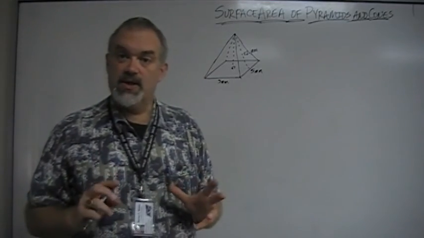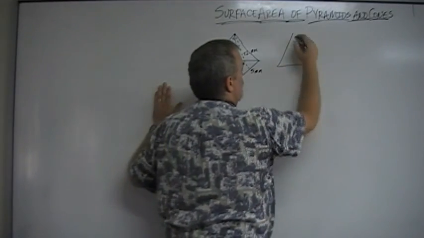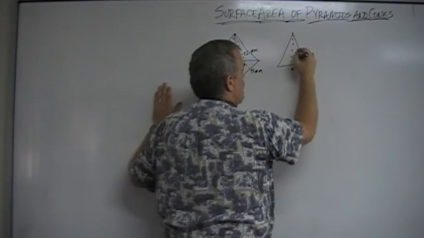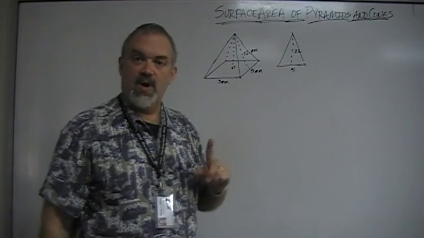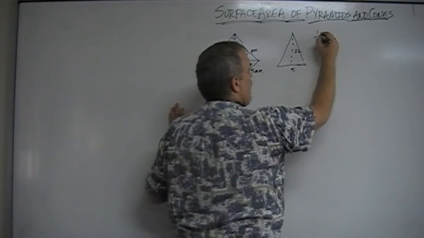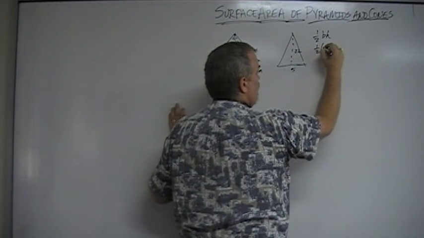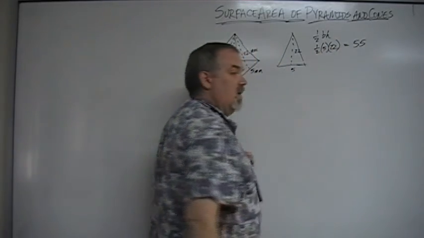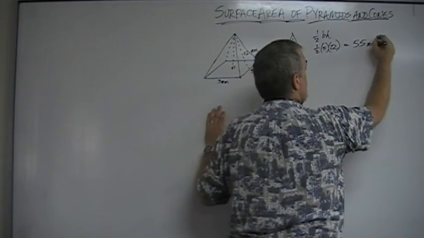Okay, what are we going to do? Well, we've got triangles all the way around. Each of those triangles has 5 millimeters across the bottom, and a height of 22. As we know, the area of a triangle is 1/2 of the base times the height. So in this case, 1/2 of 5 times 22 is 55, in millimeters squared.